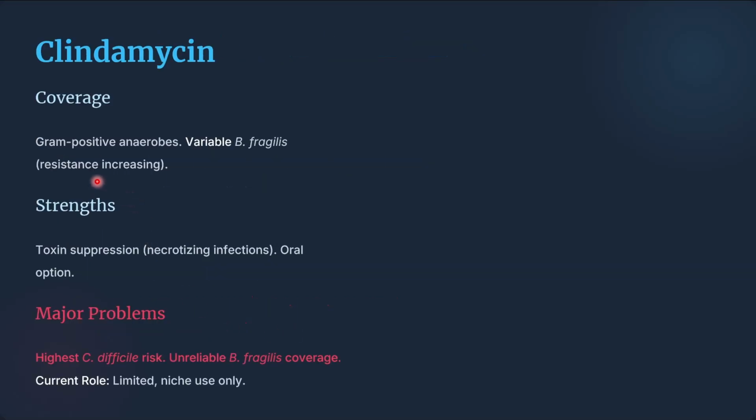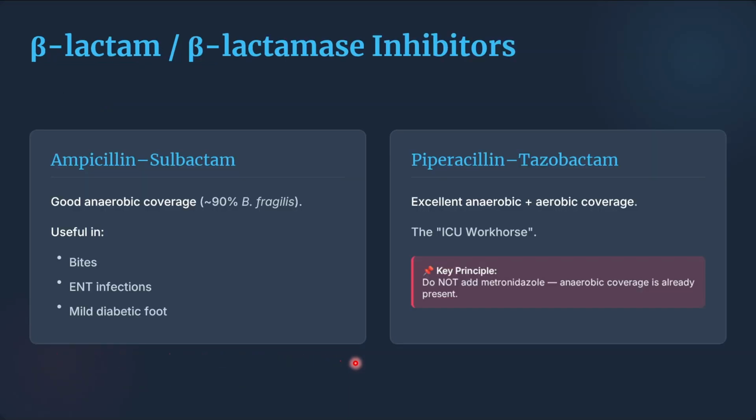Clindamycin also covers gram-positives, with variable Bacteroides fragilis coverage. Resistance is increasing nowadays. The main strength of this drug is toxin suppression in necrotizing infections, and it has an oral option also. The major problem is the high risk of Clostridium difficile infection, and it is unreliable against the Bacteroides fragilis group. So currently it is limited to niche use only.